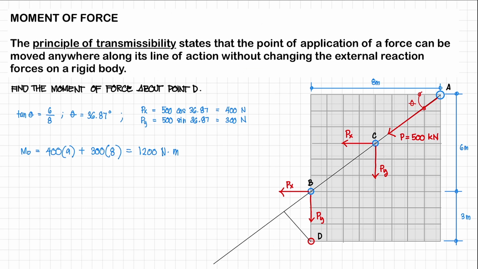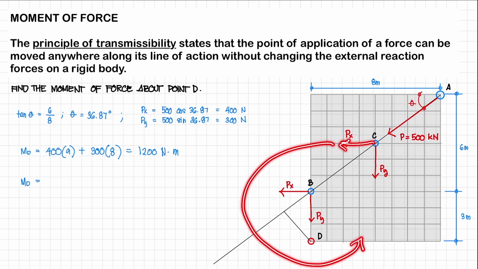Since it's quite difficult and we don't want to solve for this perpendicular distance, we're just going to use the components Px and Py. So let's solve for, if we move our force P here, what is going to be our moment at D? So let's write that down. Moment at D. So again, let's start with our Px. It's going to rotate again in a counterclockwise motion. So that's going to be positive.